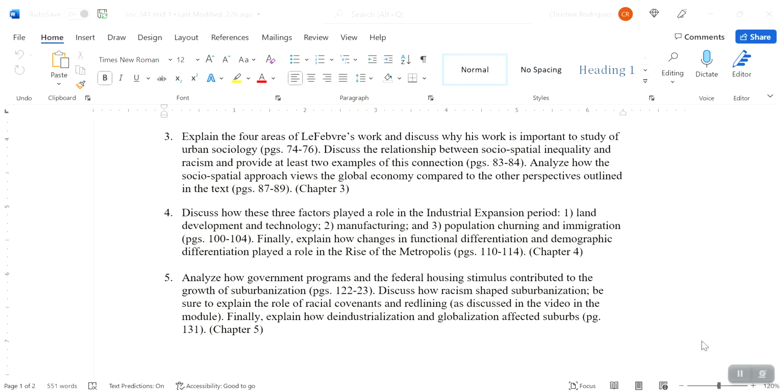And then finally explain how deindustrialization and globalization affected suburbs. Okay, so I gave you a page there to reference.